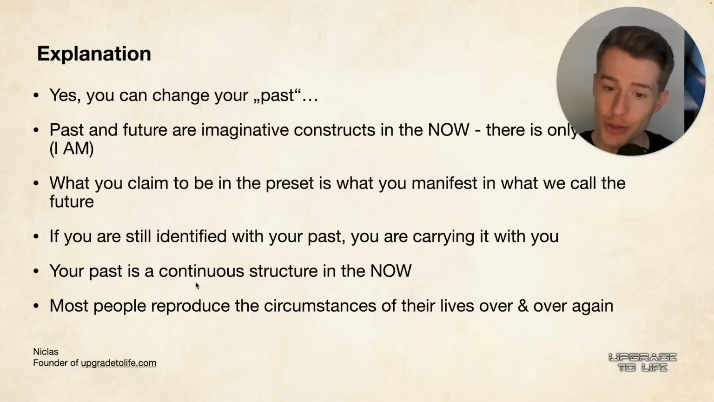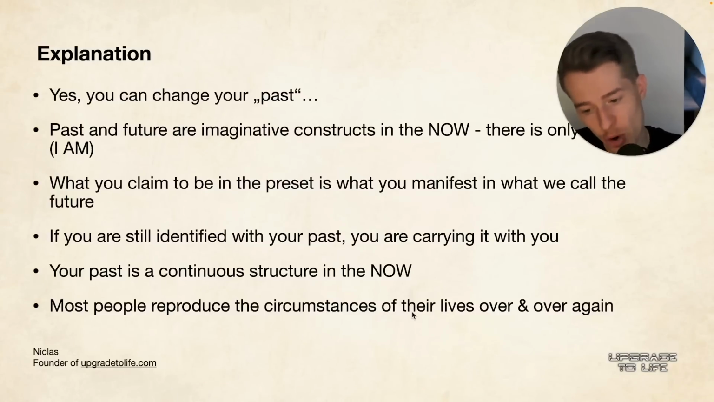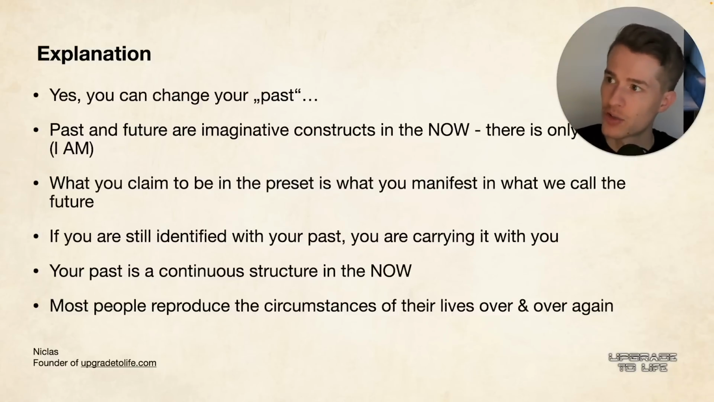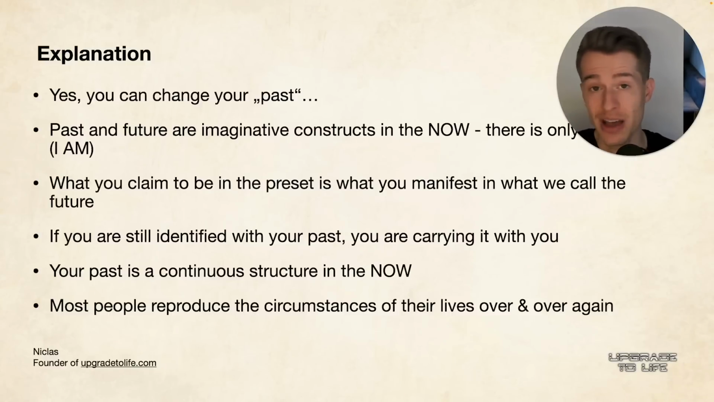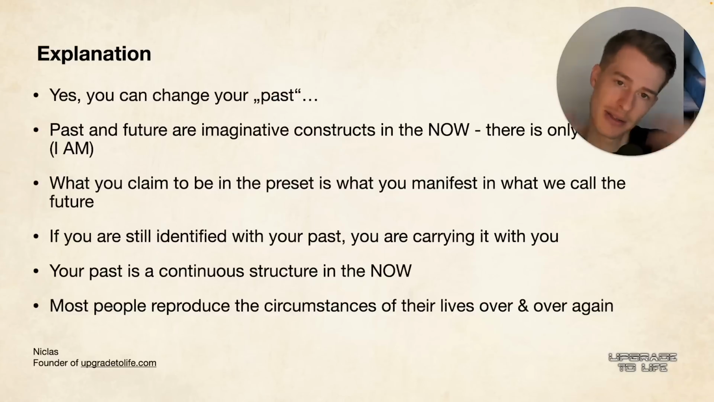So your past is a continuous structure in the now. Most people reproduce the circumstances of their lives over and over again, because they always say, oh yeah, for the last 5 years, or for my life, I've always been this person. So they're identified with a particular past, and they say in the here and now, yeah, I've always been this person. The state gets projected more. What if they would say, no, I've always been this person, I've always been growing up healthy.